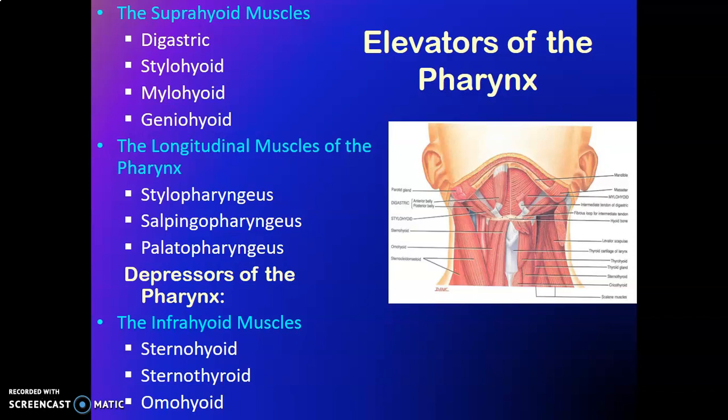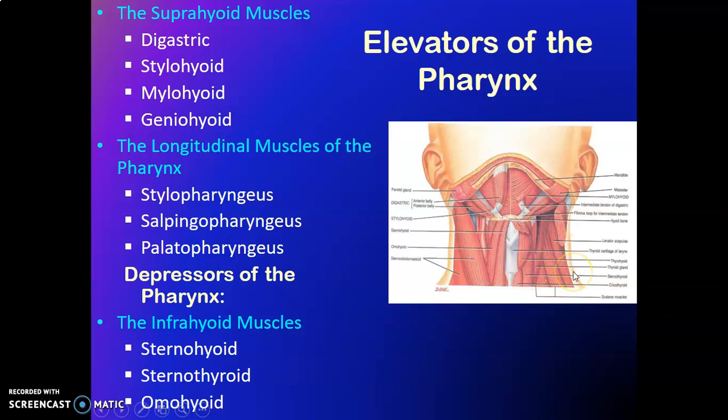Then we go to the depressors of the pharynx. Which muscles depress the pharynx? Mainly the infrahyoid muscles, muscles that are below the hyoid bone. This is the hyoid bone. So these include the sternohyoid from sternum to the hyoid, sternothyroid from the sternum to the thyroid cartilage, and the omohyoid muscles.